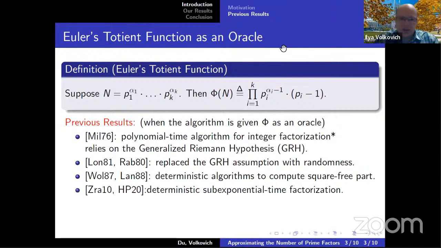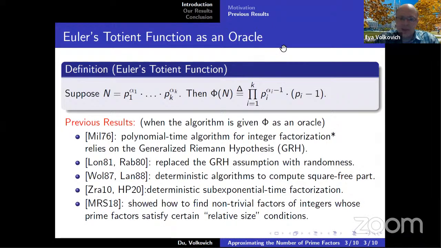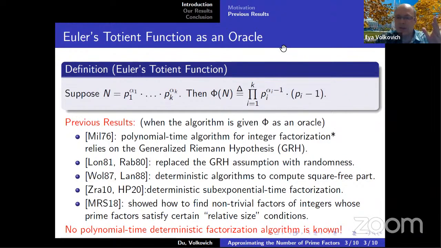And there is subsequent, recent work by Zralek, Hittmeyer, and Tomecala that showed that you can get a sub-exponential factorization algorithm if we have oracle access. And at the same time, very, very recently, Morain et al. have shown that you can actually find a non-trivial factor of integers under some relative size condition. I'm going to mention that briefly. So there was some interesting development in this area recently, but the bottom line stays the same: we don't have a polynomial time deterministic algorithm to factor integers, even if I give you oracle access to phi. So basically, we still either need the GRH or we should use randomness.